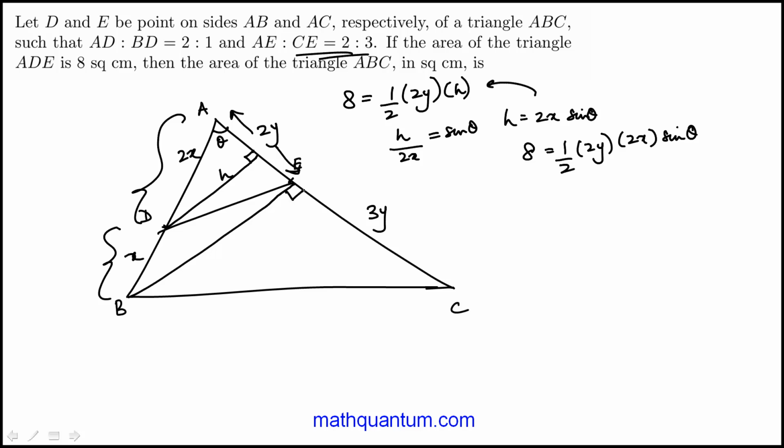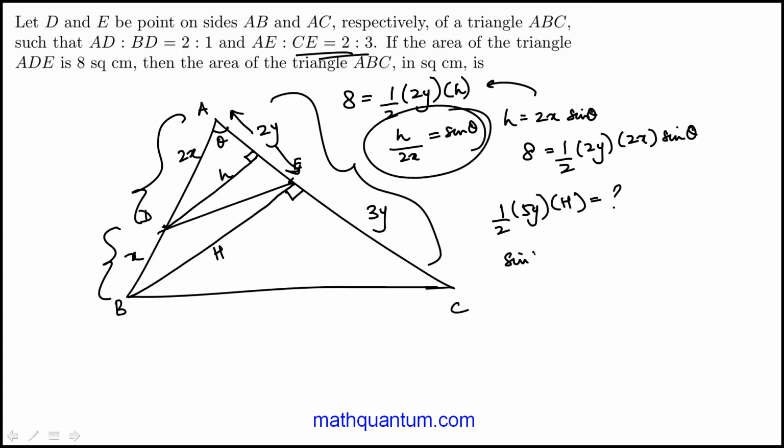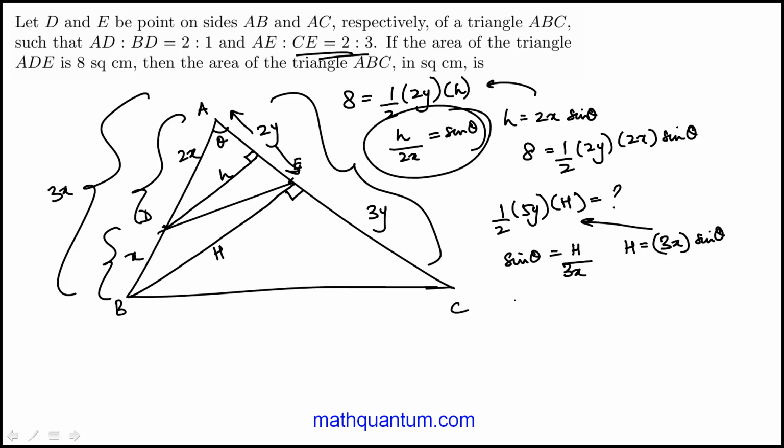I don't know exactly where that altitude would be. Let's call that capital H. And then our base now is 5y. So half 5y, and let's say the height is h. This is what we need. And again, we'll use the same setup. Sine theta would be capital H, the height of this larger triangle, over 3x. So that becomes 3x sine theta. And if I replace that here, 3x sine theta, this is what we need.